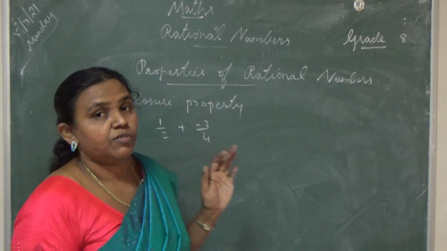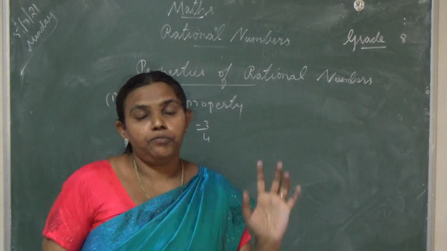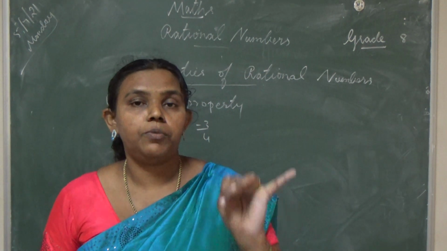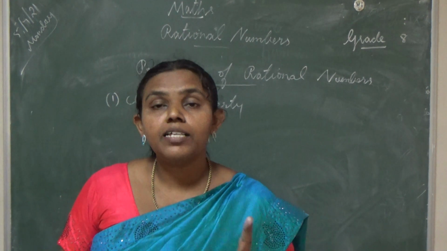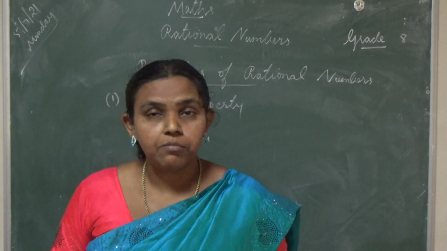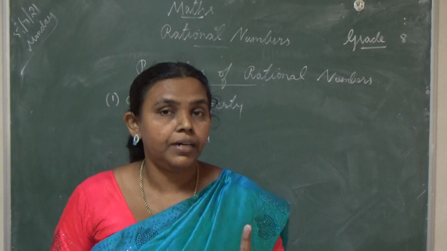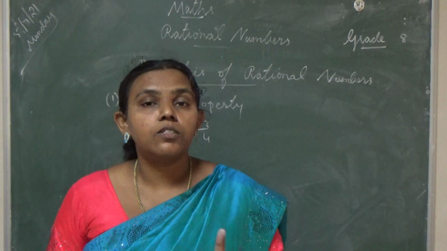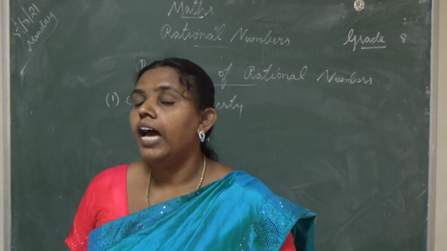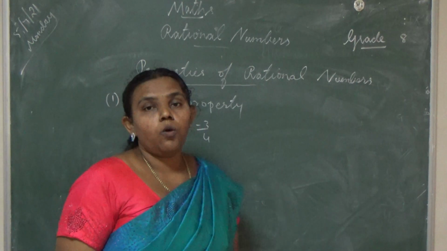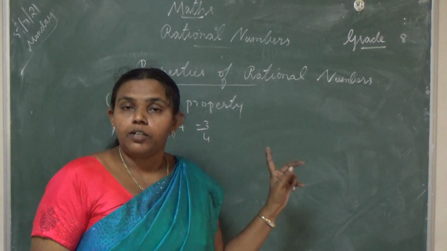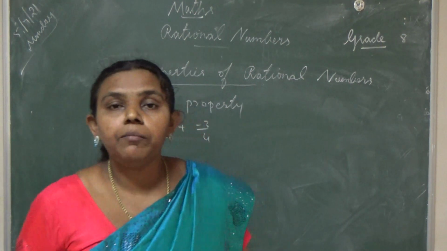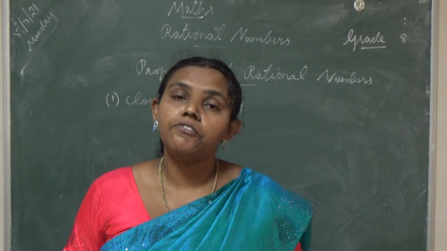Okay, now, I taught you, if you want to learn the properties, closure property or commutative property or associative property, whatever properties, you must know how to add rational numbers. Last class I taught you, remember? For that only I said before learning the properties, we must know how to add, subtract, multiply and divide rational numbers. So, by using that method only, we are going to add these 2 numbers. Now, can you tell me how you will add? What is the first step?